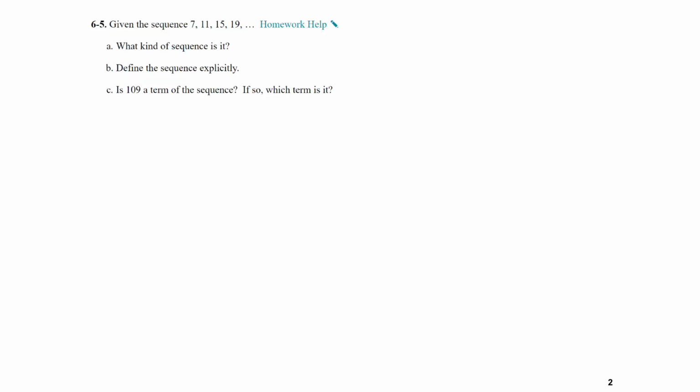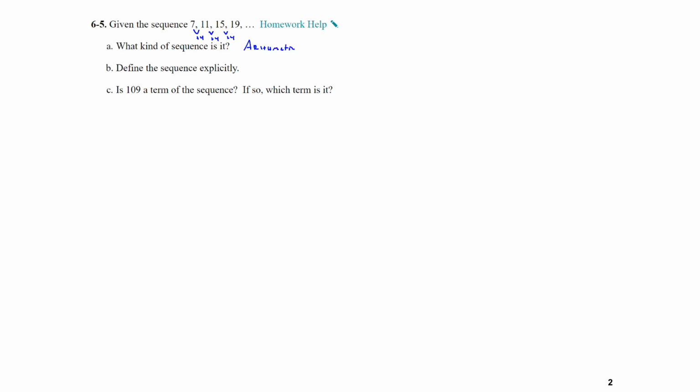Question 5. Given the sequence 7, 11, 15, 19, what kind of sequence is it? So we're looking to see what the pattern is. Looks like we'll start off by adding 4, and it looks like that does stay constant, so that does mean we are looking at an arithmetic sequence.